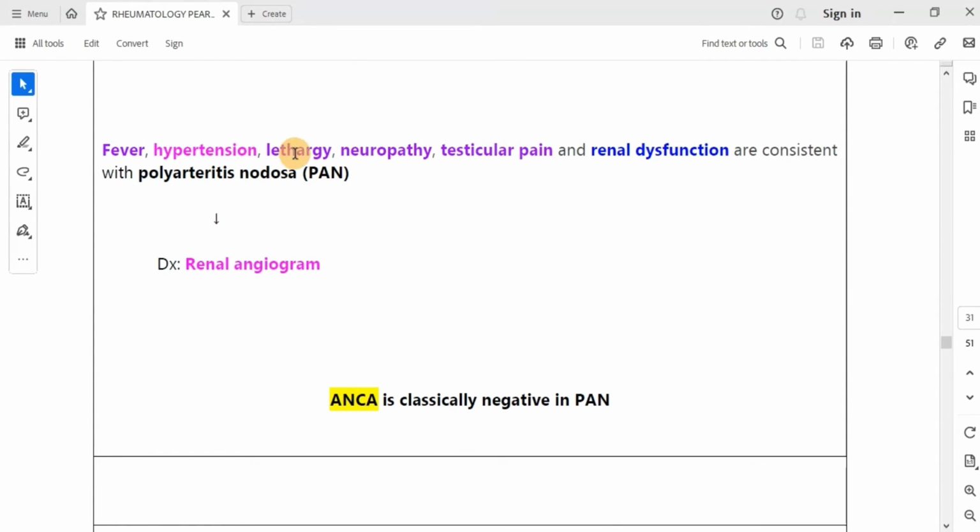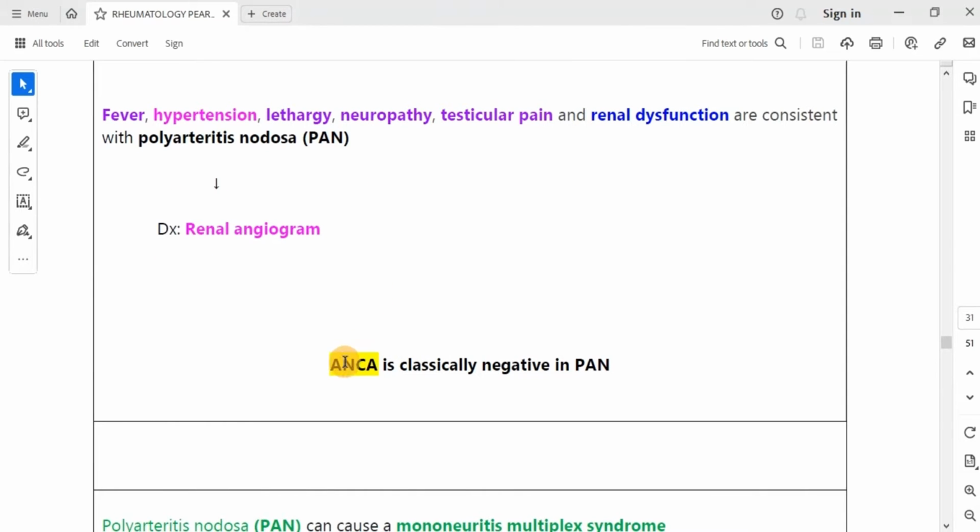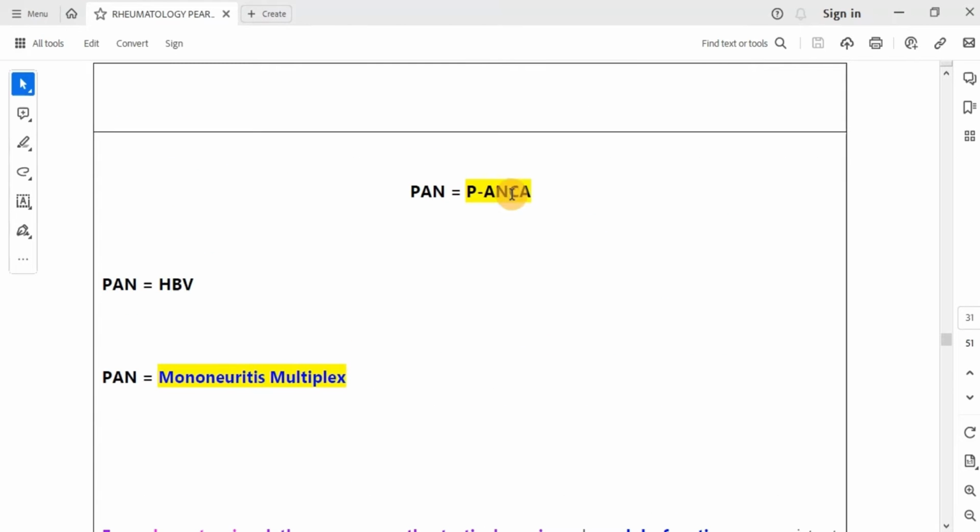Fever, hypertension, lethargy, neuropathy, testicular pain, renal dysfunction are consistent with the PAN, polyarteritis nodosa. So we'll get features of mononeuritis multiplex with hypertension, fever, and the renal impairment. And renal angiogram is the choice of investigation to confirm the diagnosis of polyarteritis nodosa. And usually the ANCA is classically negative in PAN, but in some cases the p-ANCA may be positive.